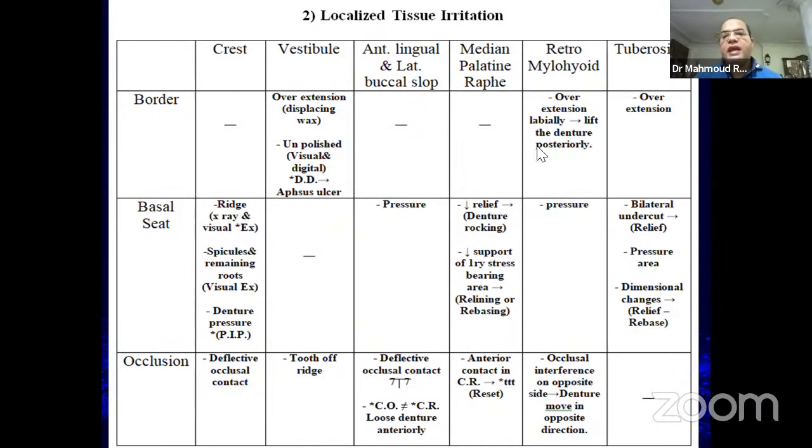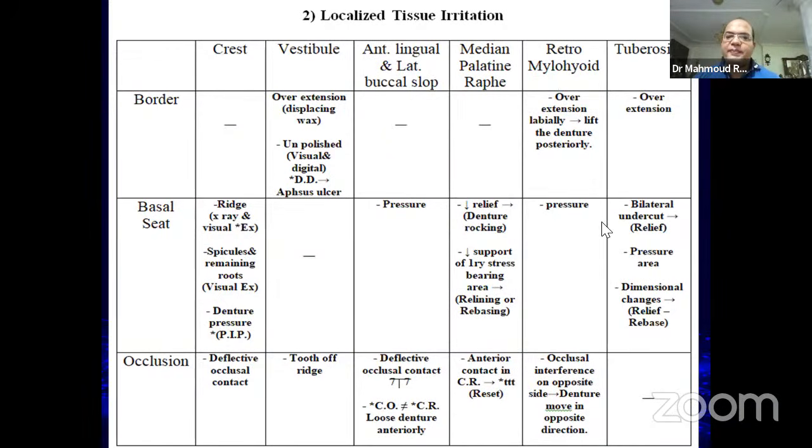Also, lack of relief of the median palatine raphe will lead to denture rocking and will lead to irritation of the ridge slopes. This is the first stage; after that, we may have a fracture of the denture inside the patient's mouth, a midline fracture. This is the most common complaint from lacking relief of the median palatine raphe. So in this case, the patient should have relining or rebasing of his denture.